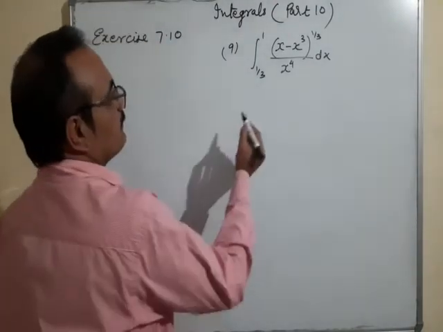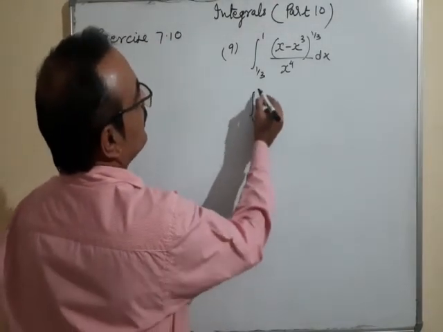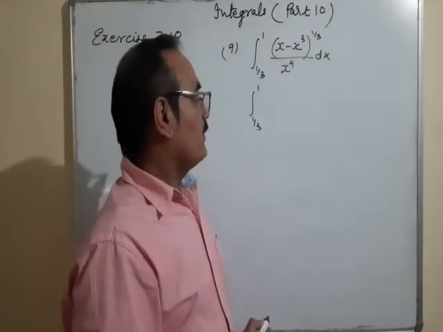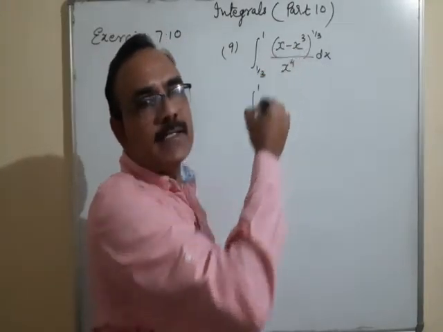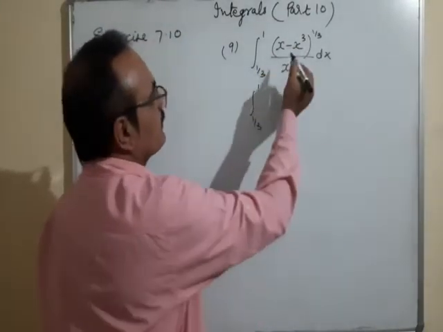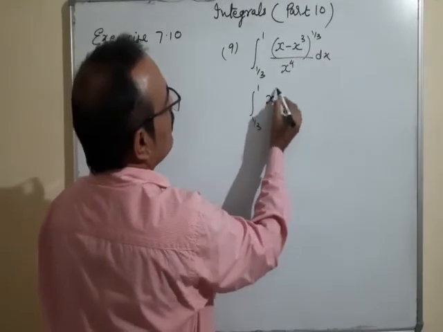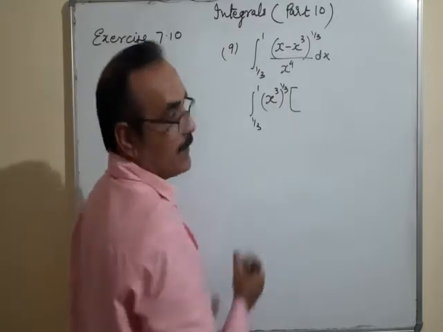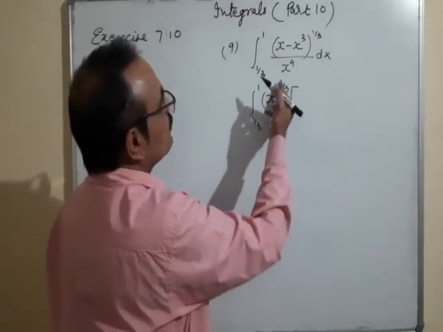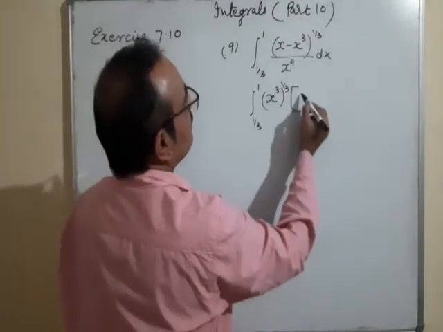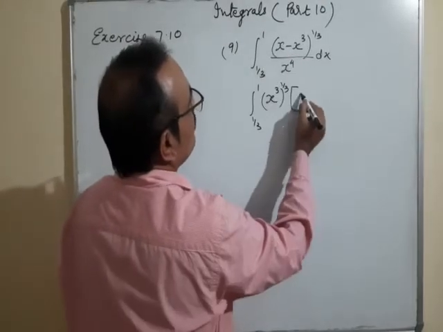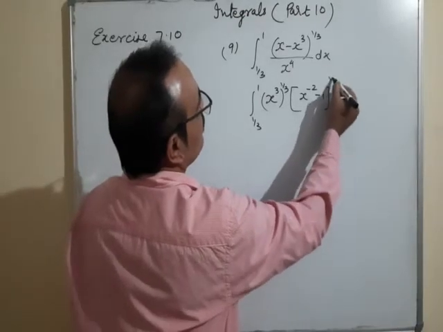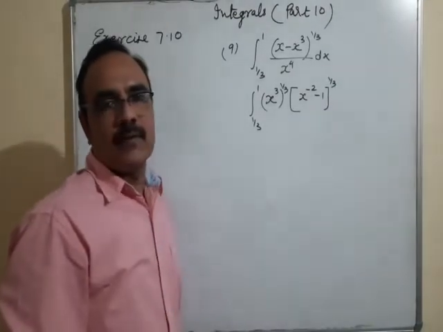So here, what should we do? (x − x³)^(1/3). Okay, if I would like to take x³ common from the bracket, numerator, if x³ will be common, then not only x³, this 1/3 power will also go with that. Am I right? So if x³ to the power 1/3 will be common, what is left here? x^(−2) − 1 to the power 1/3. Is it okay?